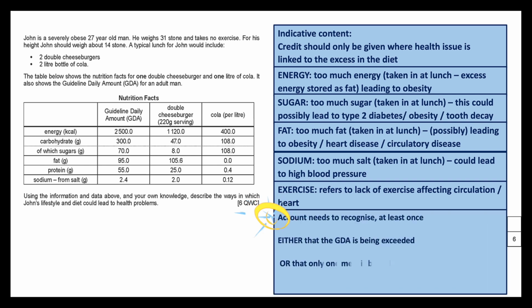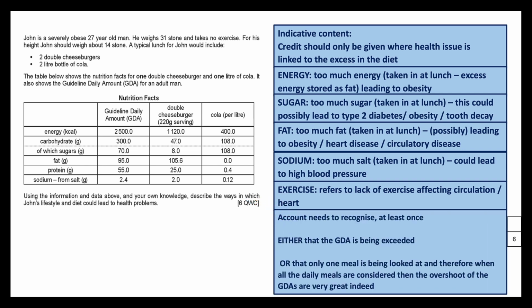During your response to this question, you need to mention at least once that either the GDA, or the guideline daily amount, is being exceeded, or that we are looking at only one meal. So therefore, we need to think about all the other meals in a day rather than just lunchtime. Now let's look at how the marks are awarded for this question.